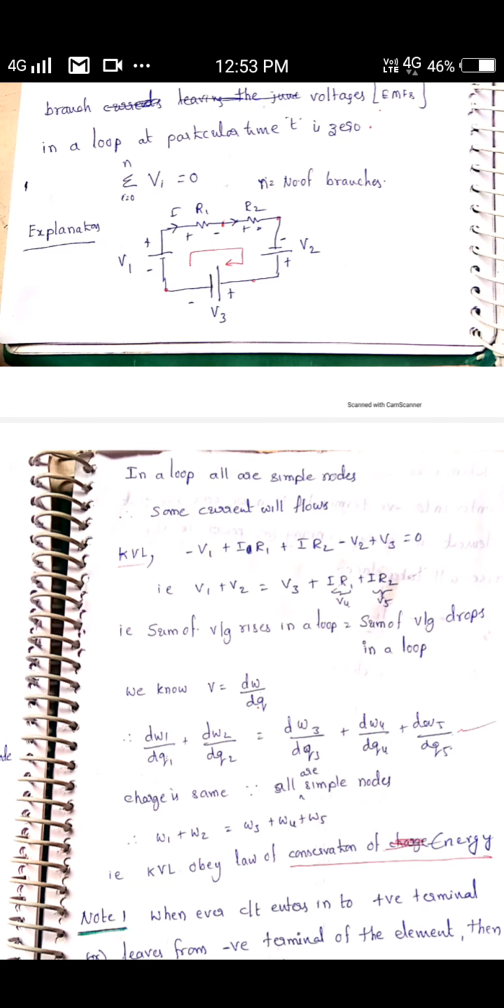Now in that loop, if I apply KVL, Kirchhoff's voltage law, what I said: the algebraic sum of branch voltages in a loop is 0. For that, I assumed current flowing in the clockwise direction with some magnitude. Then how are all the elements connected? We can say series connection. Why? Because there is no principal node, only simple nodes. A simple node exists between how many elements? Only two elements. If a node exists between only two elements, then we can say those two elements are connected in series. We'll see the series parallel technique in the next session.